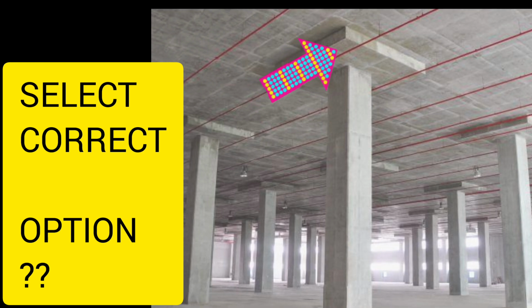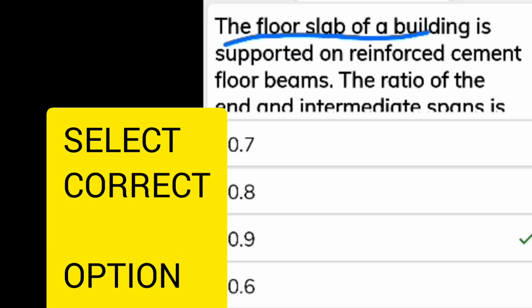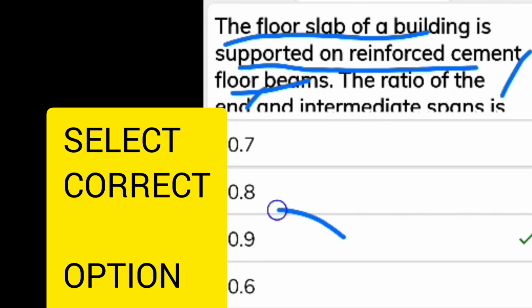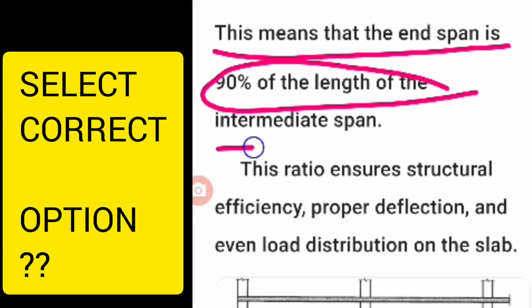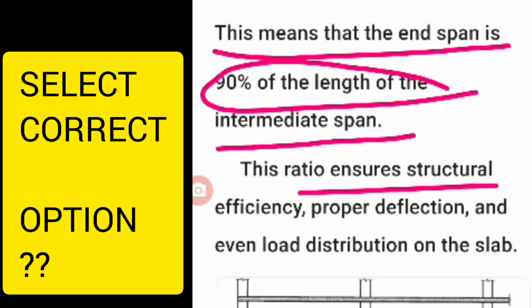for a flat slab. The floor slab of a building is supported on reinforced concrete beams. The ratio of end and intermediate span is 0.7, 0.8, 0.9, 0.6. Your correct answer is 0.9. This means that the end span of a continuous beam shall be 90% of the length of intermediate span of continuous beam. The ratio ensures structural efficiency, proper deflection, and even distribution of load on the slab.